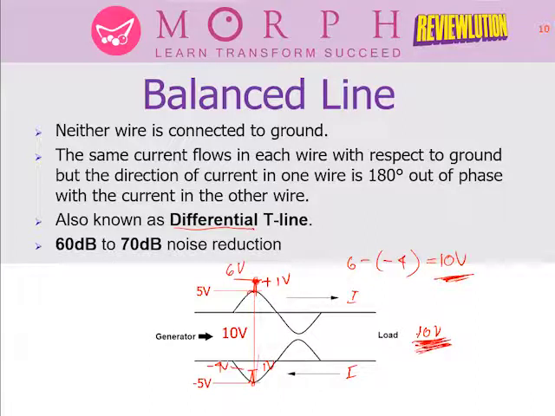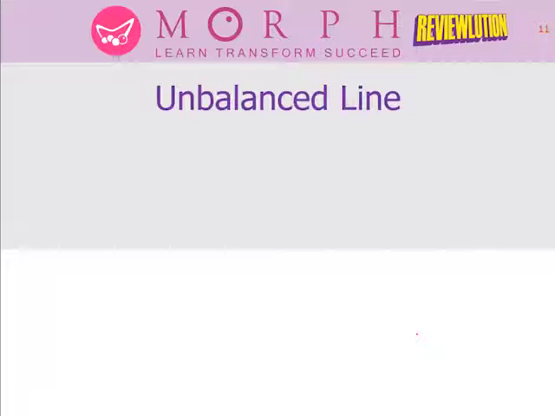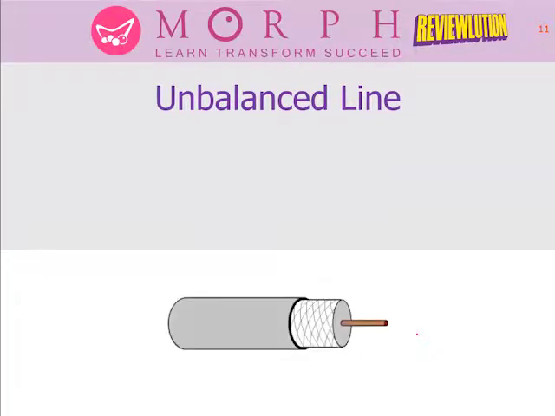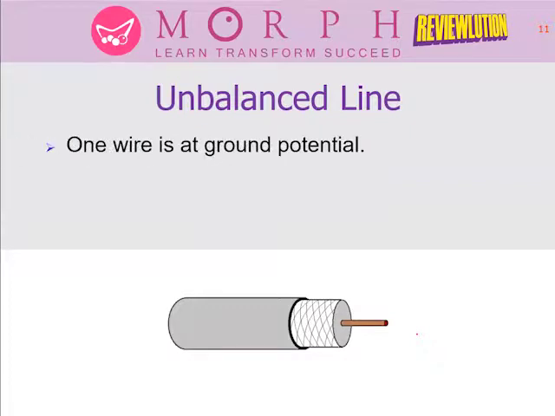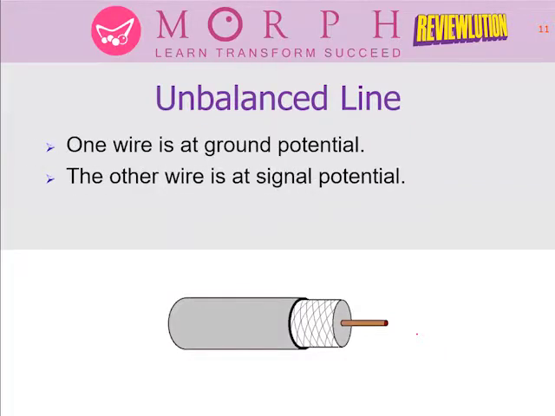Now let's move on to the unbalanced. Pag sinabi mong unbalanced, parang hindi talaga siya balanced kasi yung isa lang yung nag-carry ng current and the other one is connected to the ground, such as the coax. So one wire is at ground potential and the other one is at signal potential. So itong shield natin, ico-connect natin sa ground. Tapos itong center conductor, ico-connect natin sa load. So that would be our connection.